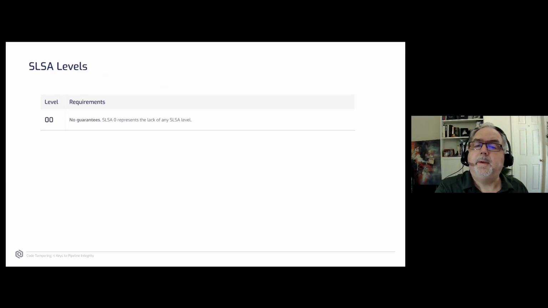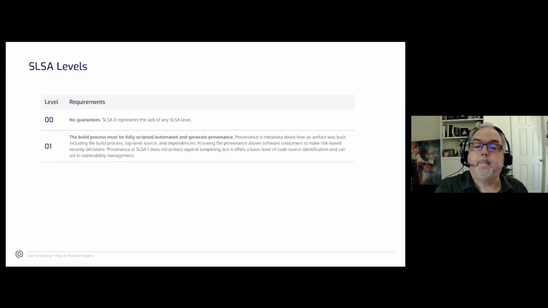It's organized around levels of increasing rigor. The so-called level 0 represents the lack of any SLSA level and offers no guarantees about anything. Level 1 applies to software whose build process is fully scripted or automated and generates provenance explaining what's included in the build and how it was built.